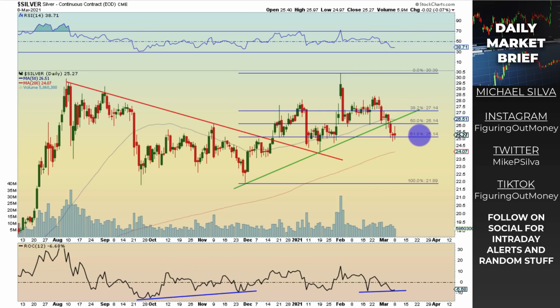Silver was pretty much flat today. Long upper wick, though, still struggling between the 61.8 retracement level and the 50% retracement level. And we did break down through that support, so we might get a back test and head lower here. The rate of change did uptick just slightly and still that positive divergence.